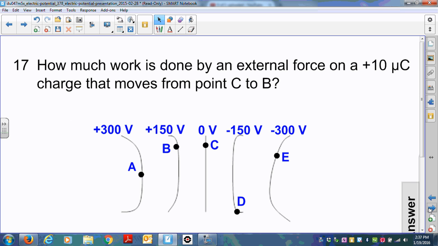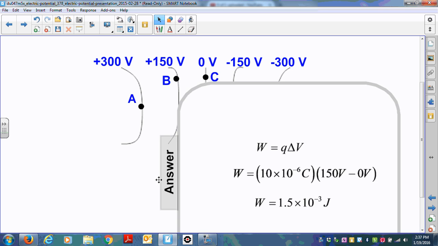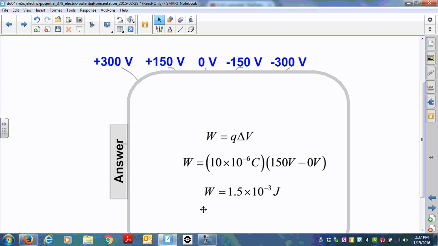How much work is done by an external force on a plus 10 microcoulomb charge that moves from point C to B? Go ahead and pause the video and solve this problem. Okay, so let's go ahead and take a look at our answer. Work is equal to Q delta V. We're going from 150 to 0, so 150 minus 0 gives us 150. 150 times 10 times 10 to the minus 6 is going to give us 1.5 times 10 to the minus 3 joules.